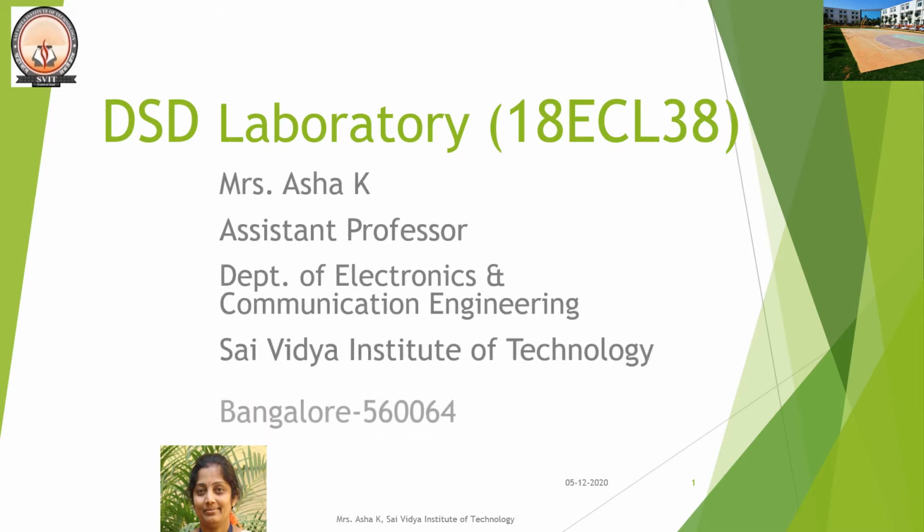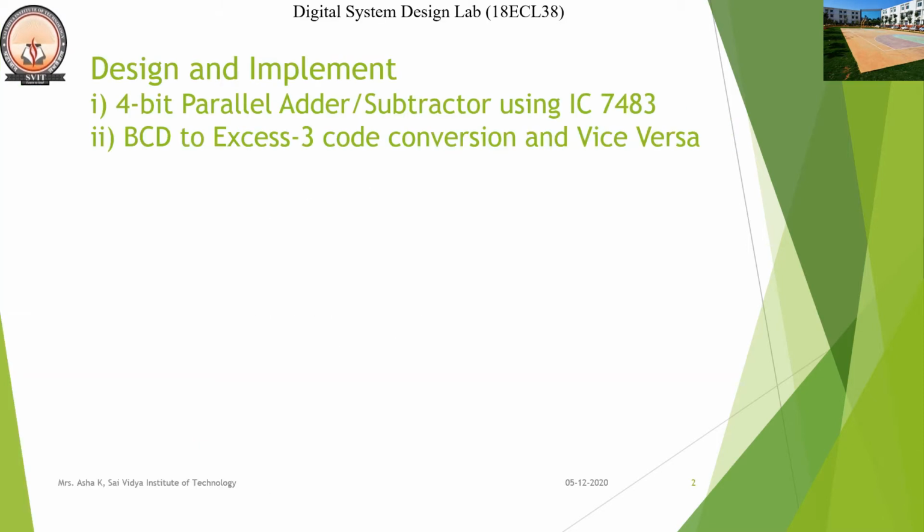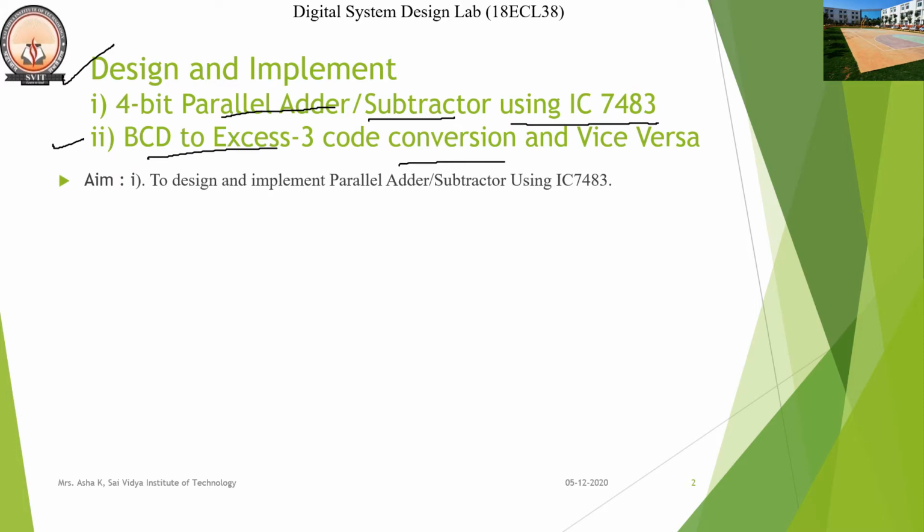I am going to present Digital System Design Laboratory Experiment number 3. Design and implementation of 4-bit parallel adder subtractor using IC 7483 and also BCD to XS3 code conversion and vice versa is experiment number 3. The aim of the experiment is to design and implement the parallel adder subtractor using IC 7483. And the second part is to convert BCD to XS3 code conversion and vice versa.